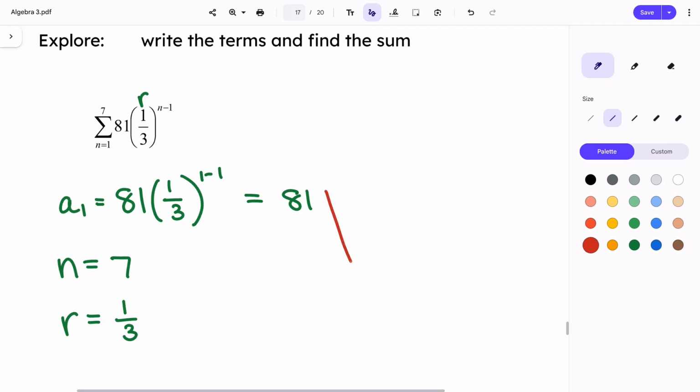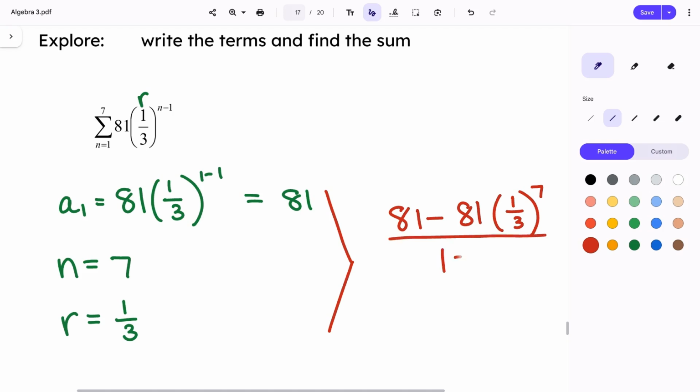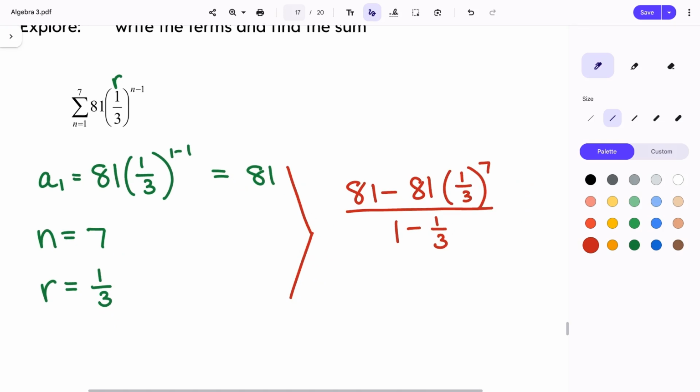So now we're going to plug all this into our equation. We're still using that first one. So it's going to be 81 minus 81 times the r raised to the n power, which is 7, all over 1 minus 1/3. Again, that came from the previous page. I'm not just pulling that out of nowhere. That came from the formula we just talked about on the previous page. So go ahead and put that into your calculator. Tell me what you get.